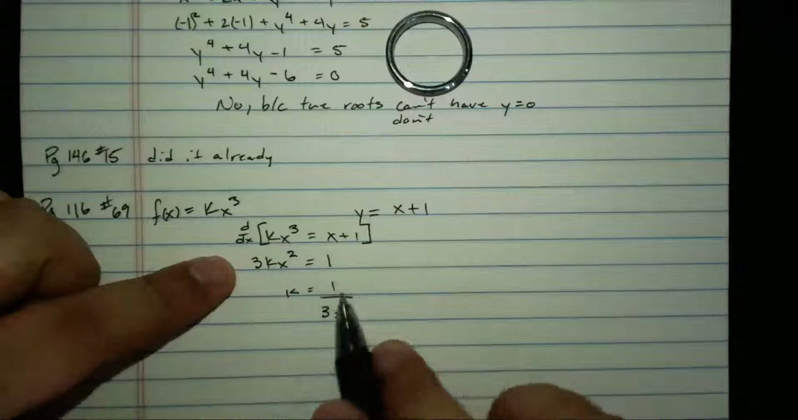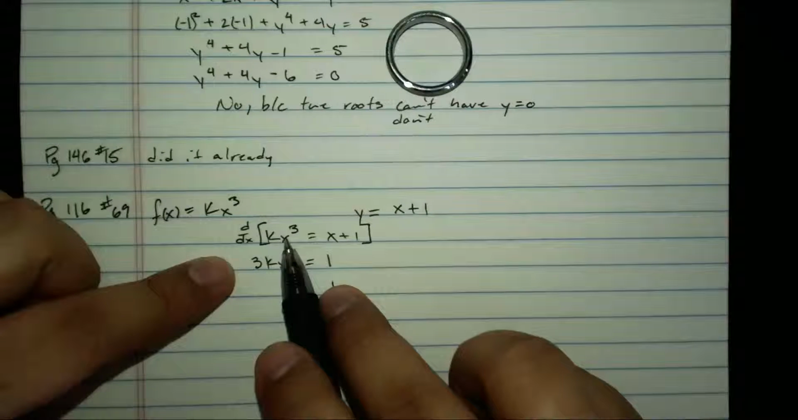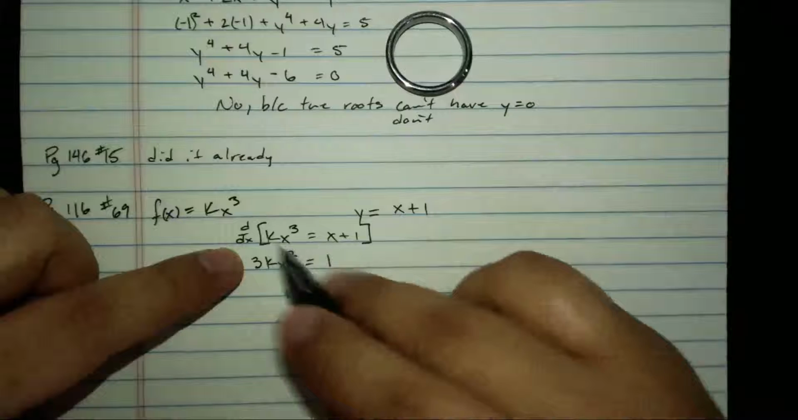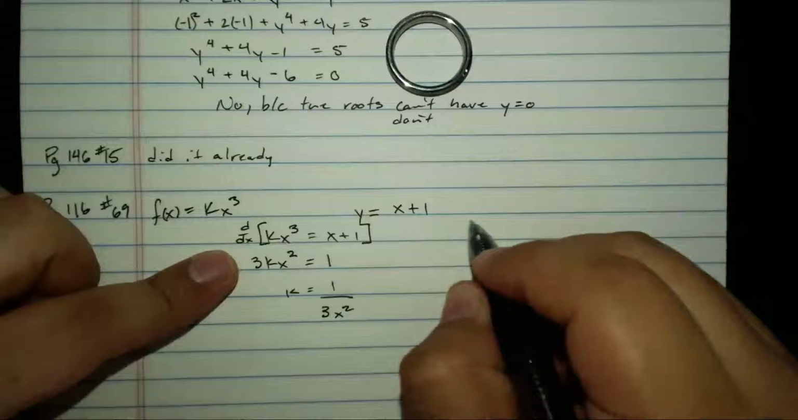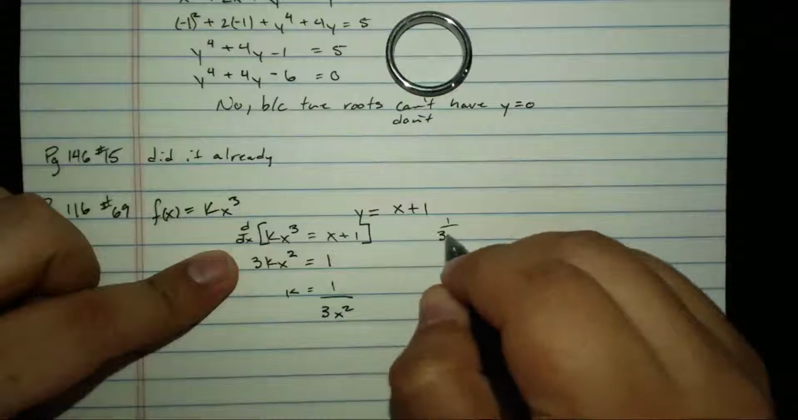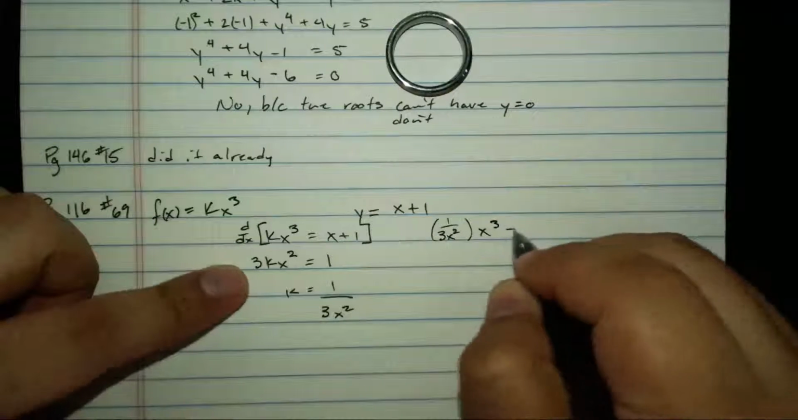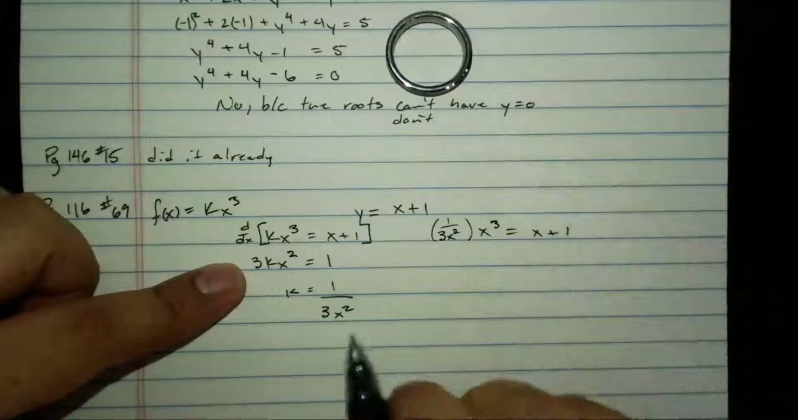Because this comes from the derivative, we can plug it into the non-derived equation, which I'm going to write over here. In place of k, we're going to substitute 1 over 3x squared. So 1 over 3x squared times x cubed equals x plus 1.